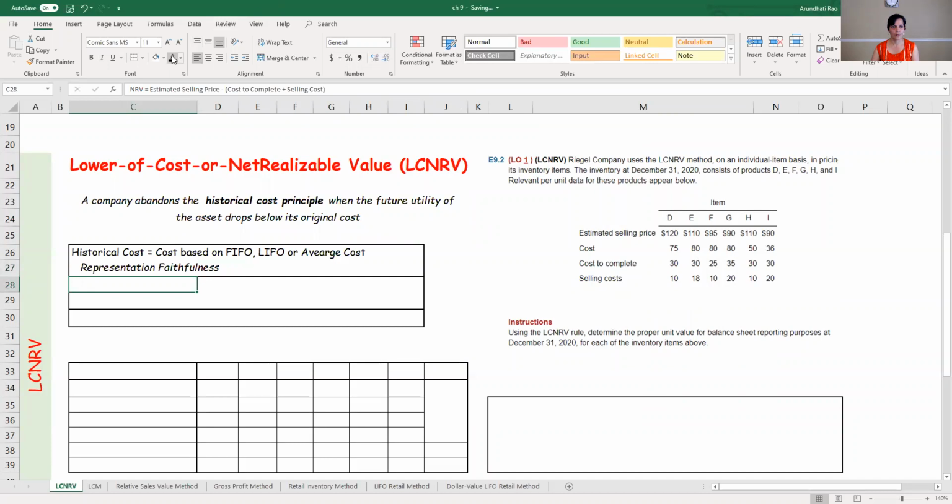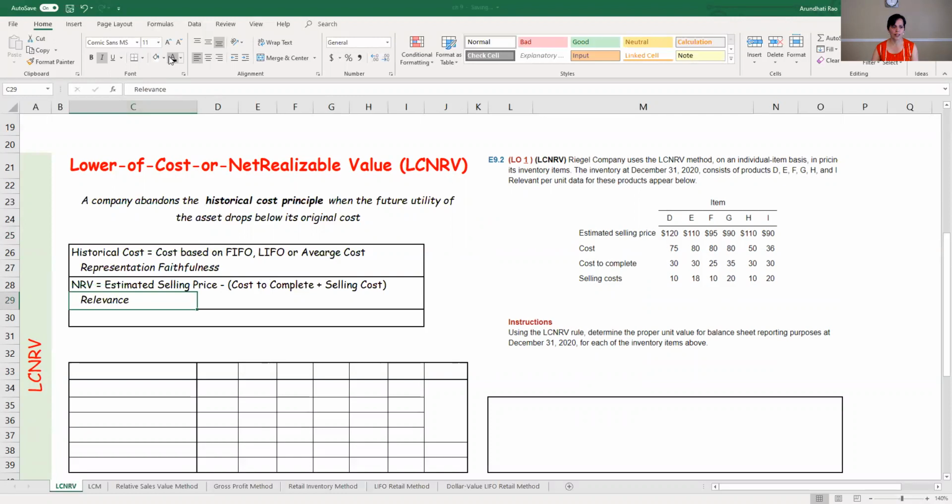Now, as opposed to that, I want to look at the net realizable value, which is the estimated selling price of the inventory. That's what I could sell it at in the future, minus any cost to complete and selling cost. So those are necessary costs that I have to incur in order to make the sale. So when I deduct those two amounts from the estimated selling price, it tells me what I can realize, the net realizable value of this asset.